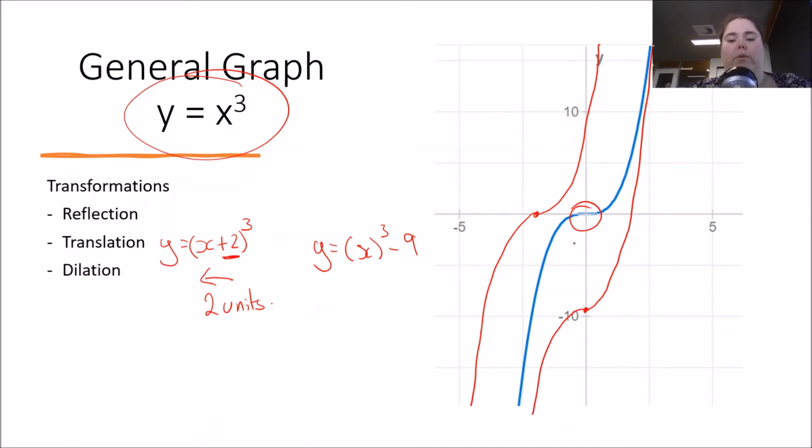So it's got a new point of inflection. That's what this is called, by the way. That is called a point of inflection. We tend to write it as POI for short.